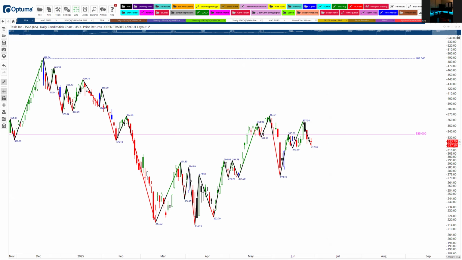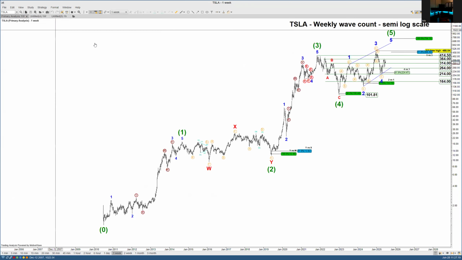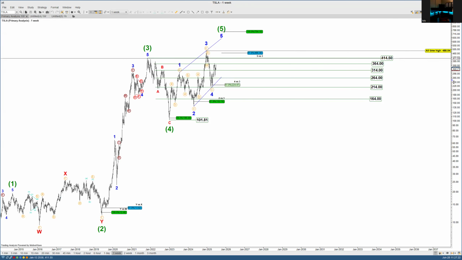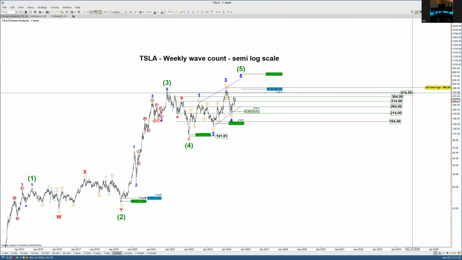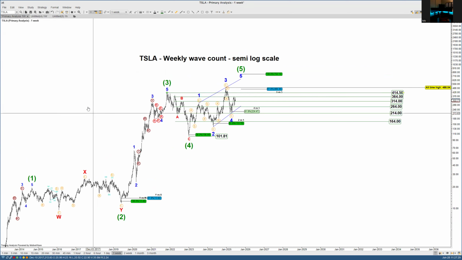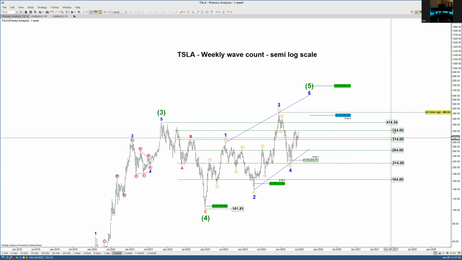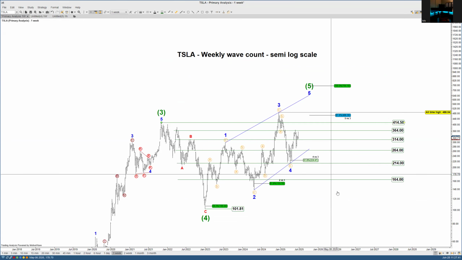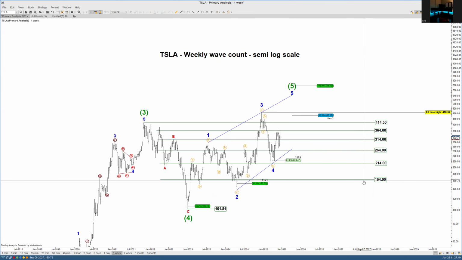I did this one. This is from this high, which is the 414. Okay, it's the prior high, right? From 414, then I did down to 164. I mean, it's just way down here.